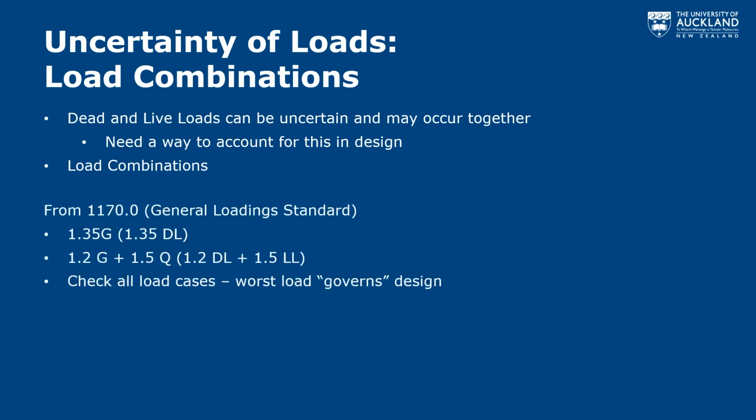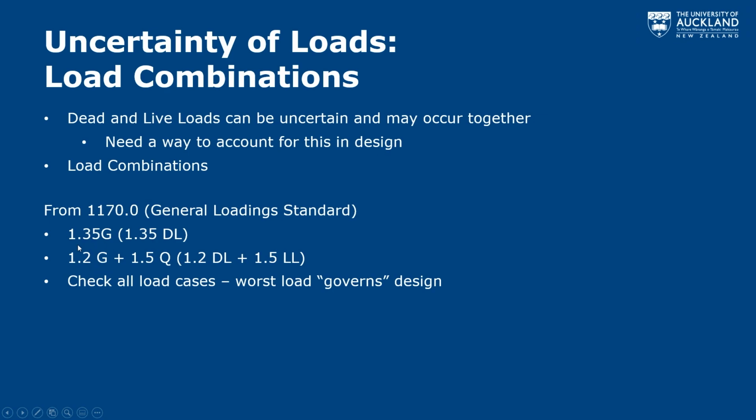And so just to show you a few examples here from the loadings code in New Zealand, 1170.0. The load combinations we'd say is, we'll assume that if the dead load acts on its own, so the permanent load G, then we'll multiply by 1.35. So we'll increase its load by 35%, just to, again, account for the fact that we're not quite sure what our distribution would be and where we would land on that distribution. So we're just going to up the load just to be conservative because we don't want structures falling down.